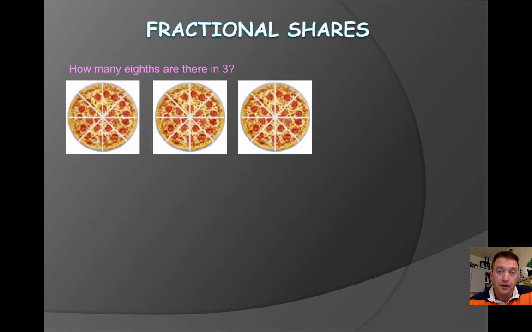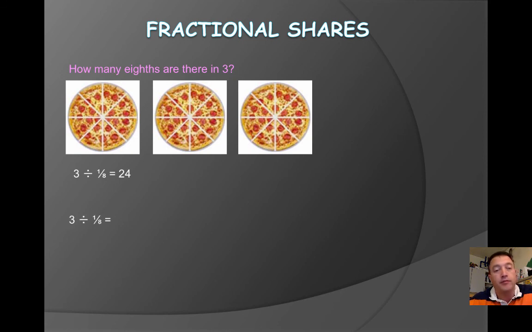So let's take a look at this one here. We got some pizza this time. How many 1/8s are there in 3? In 3 whole pizzas, how many 1/8s are we talking about? Well, you can see it if you look right there. You're talking about 8, 16, 24. All right, so 3 divided by 1/8 equals 24.